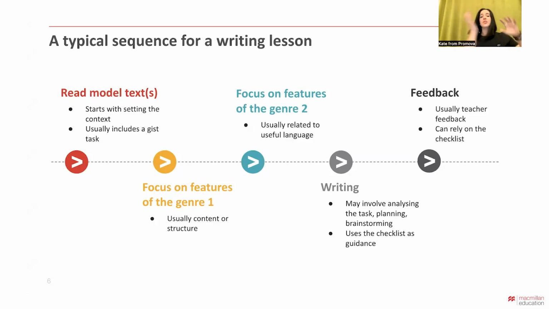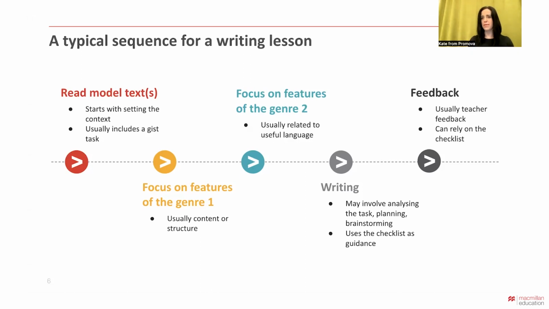Traditionally, students would look at an example, a model text, and there would be a gist task. Students would read the text and decide if this is something that has happened to them or not. And because we have a model text, very often we would use this text to look into different features of this type of text. We would start by looking at something a bit more general, like the content or the structure, or what ideas are mentioned in the text and how they're sequenced.